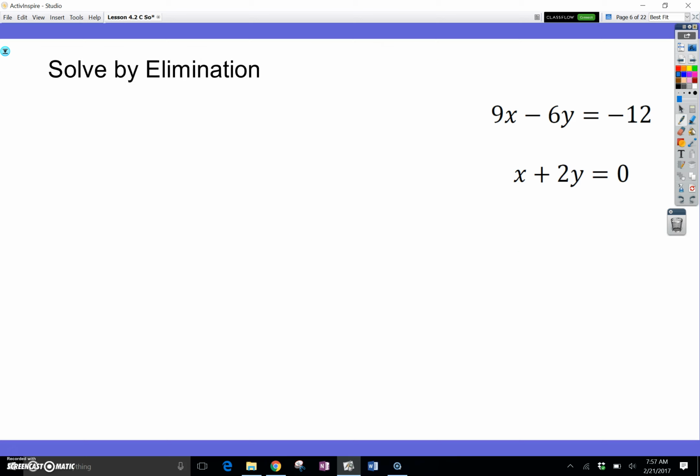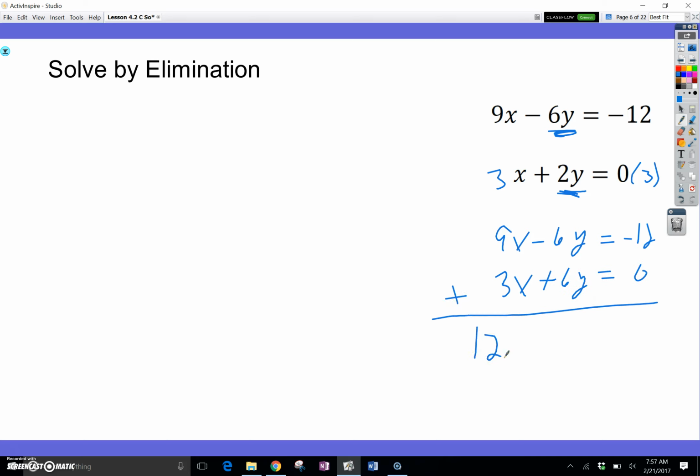Perfect. Okay, now we're going to solve the same problem by elimination. By looking at these, I think it'd be easiest to eliminate these y's, so I would just multiply both sides by 3. And I'm going to rewrite 9x minus 6y equals negative 12. And here now I'm going to have 3x plus 6y equals 0. When I add these up, I'm going to get 12x, these eliminate because negative 6y plus 6y is just 0, equals negative 12. And then when I divide both sides by 12, I'm going to get x equals negative 1.